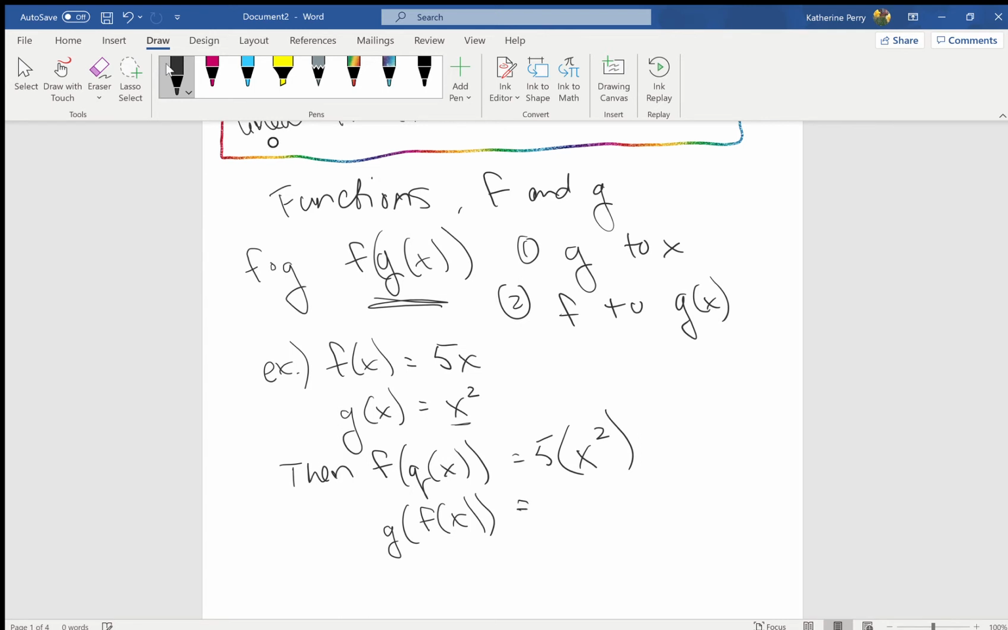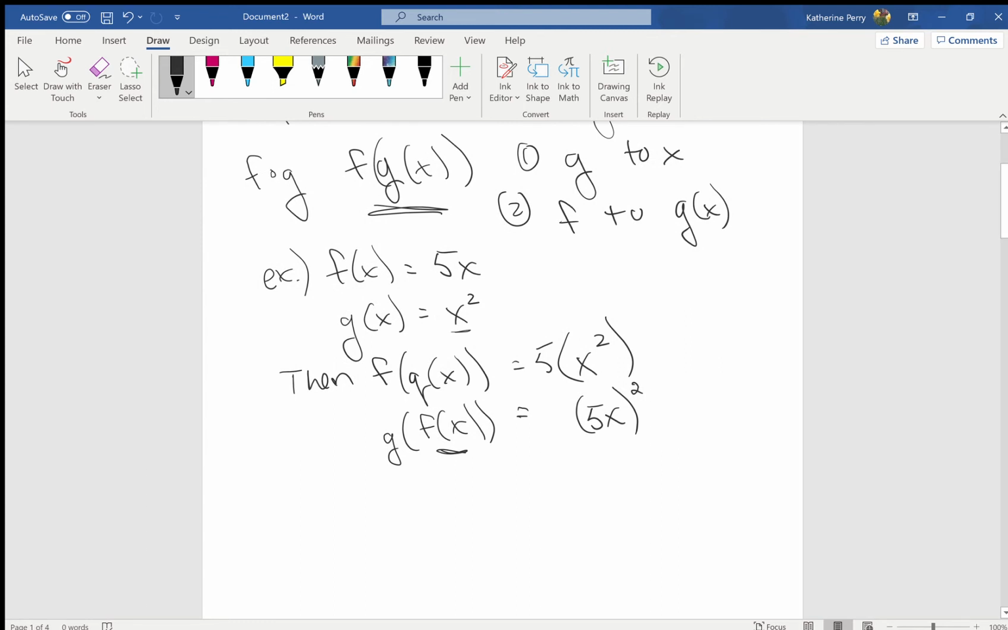And so what this would mean is that I'd perform f of x first. So I would do 5 times x, and then I would perform g on f of x, which means that I would take this and I would then square it. So I find out what 5x is, and then I square it.